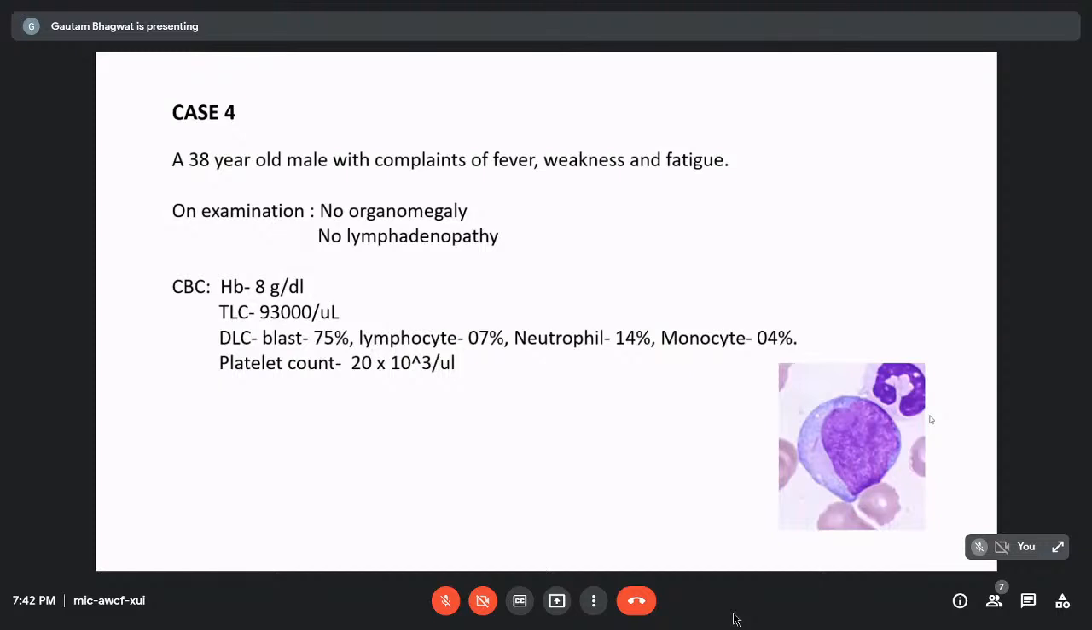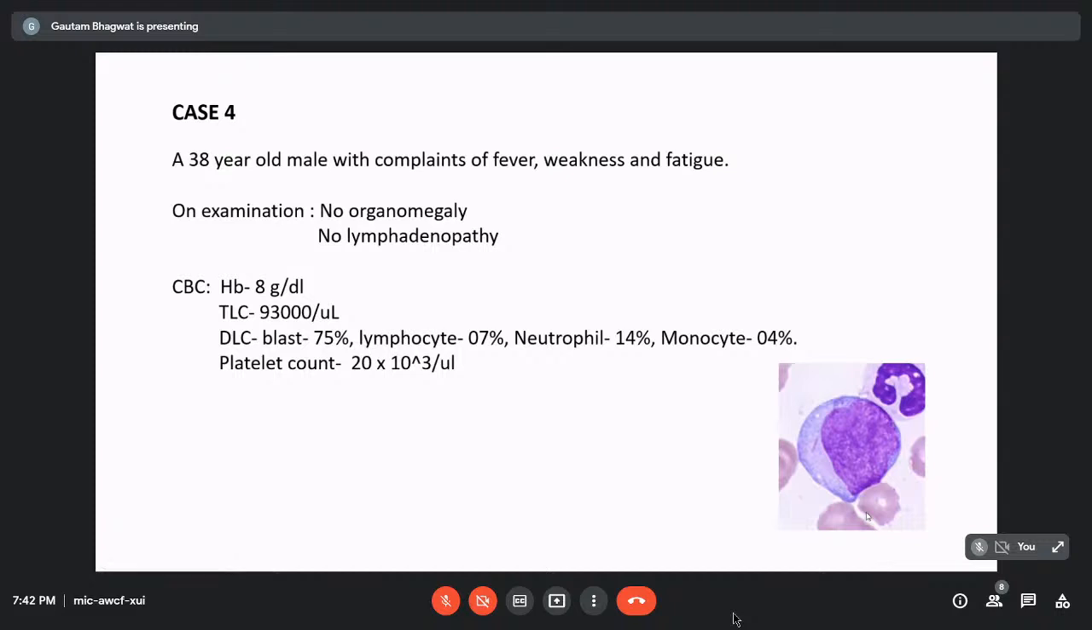Coming to case 4, a 38 year old male with complaints of fever, weakness and fatigue, no organomegaly, no lymphadenopathy, hemoglobin of 8, total count very high, blast 75%, and what I see here in the blasts is a thin, slender rod and a prominent nucleoli. So most likely it is a myeloid leukemia.